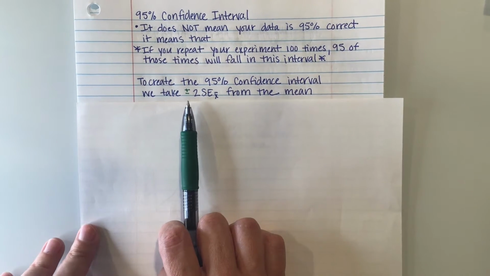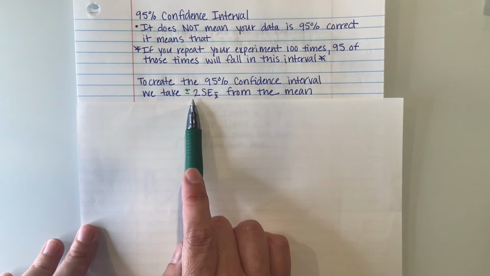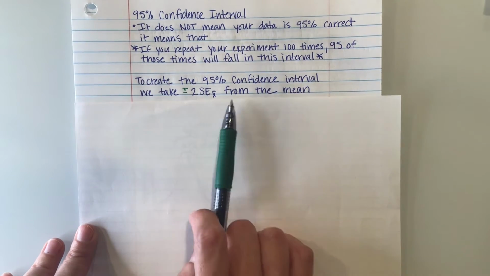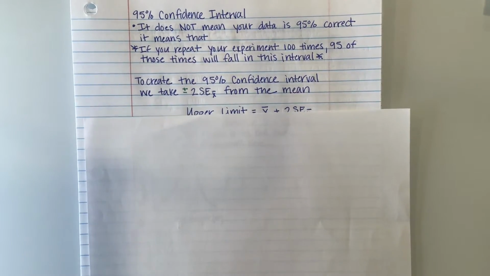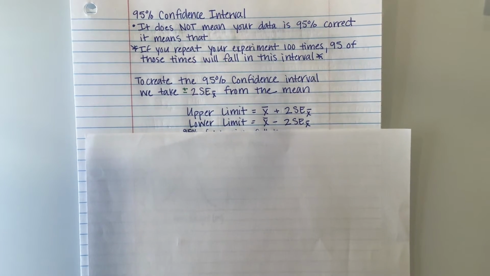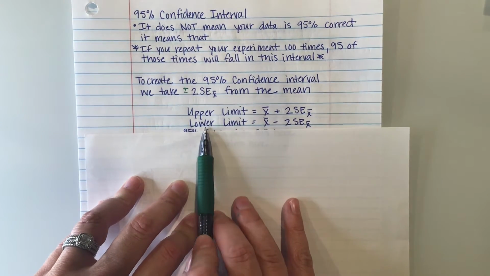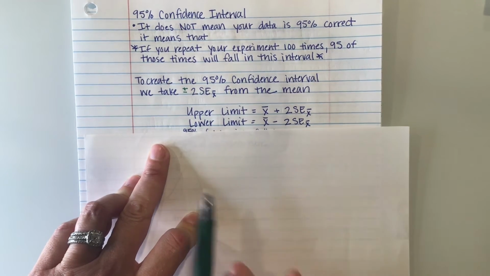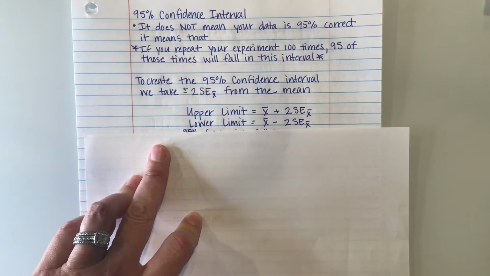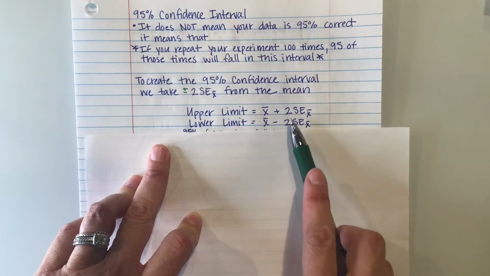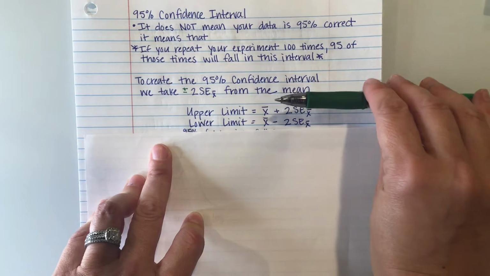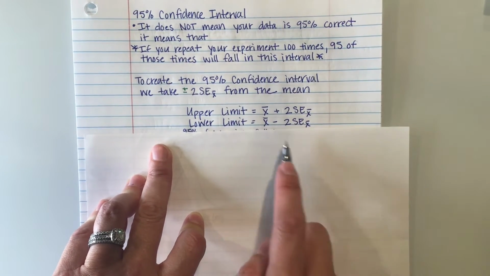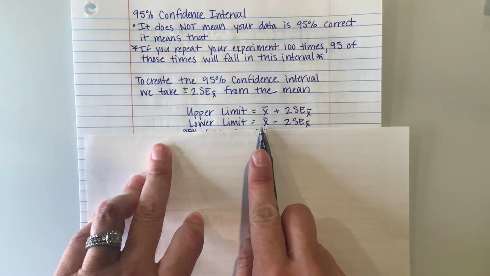It's going to be plus or minus 2 standard error of the means from the mean. So that means we're going to have two values when we calculate our 95% confidence interval. We're going to have what we call an upper limit, and a lower limit, because basically we're going to go 2 standard errors of the mean up from our mean value and 2 standard error of the mean units down from our mean value.